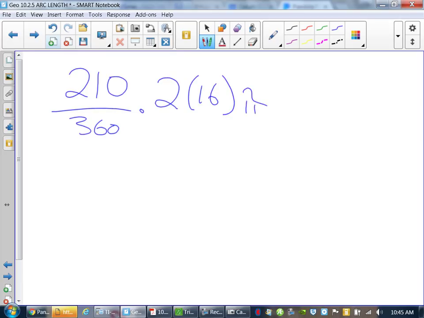All I'm doing here is simplifying it. By starting this out, they cancel each other. You can drop the zeros because you're dividing them both by 10. And 16 and 36. Well, 16 doesn't go into 36.